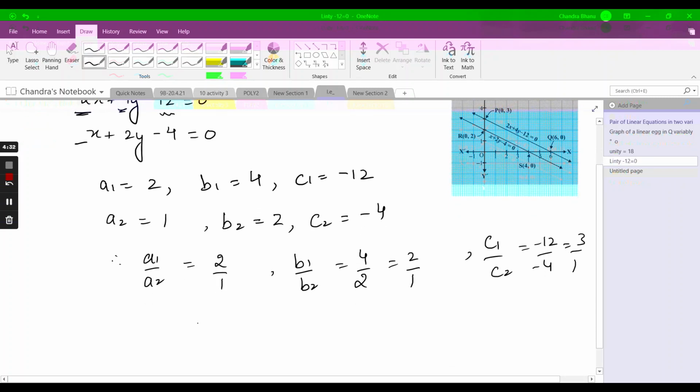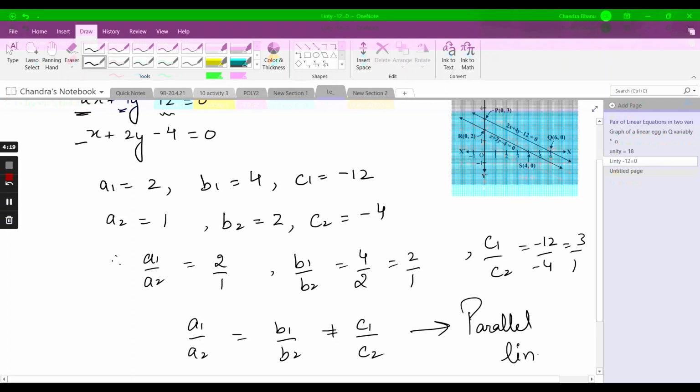We observe that the first two ratios are equal, but the last one is not equal. So if your first two ratios are equal and the last one is not equal, we are getting parallel lines. So hence the role of coefficients is very important in determining whether the lines are parallel, coincident or intersecting without drawing the graph. So let's have an observation table here.